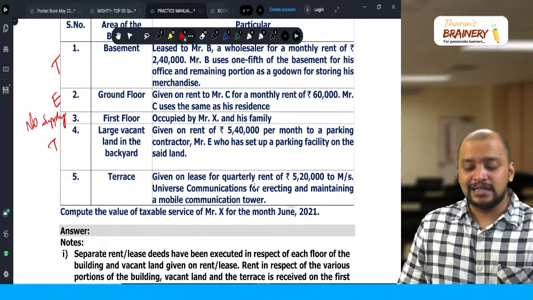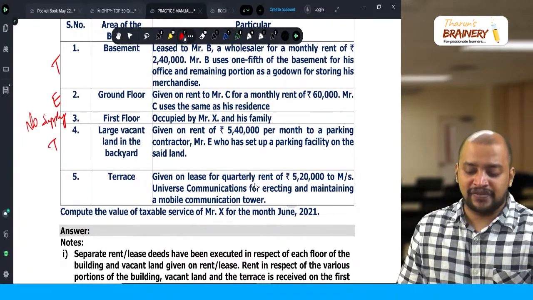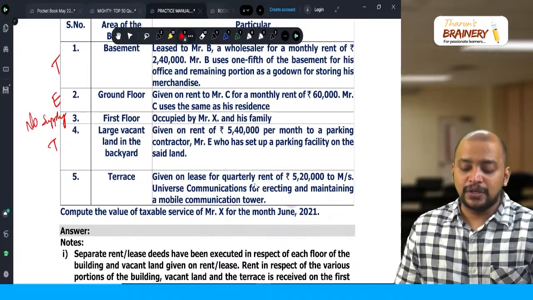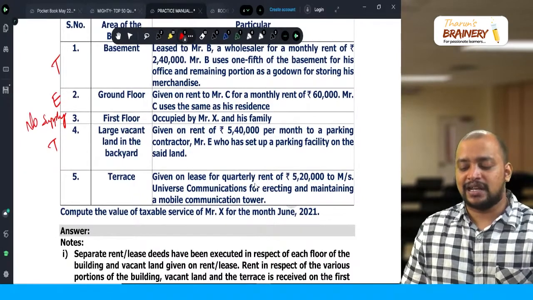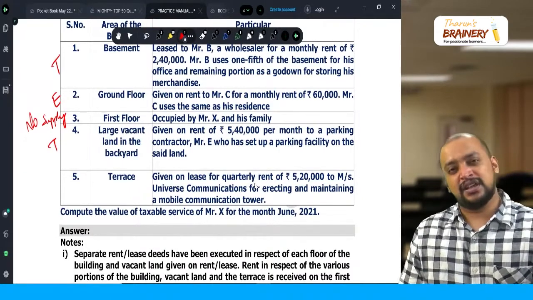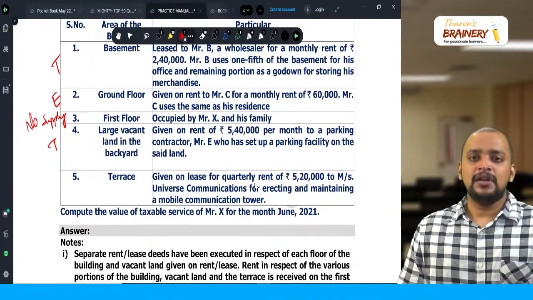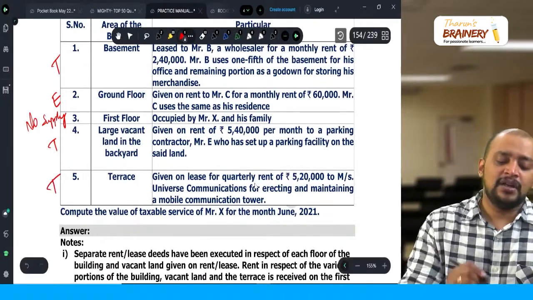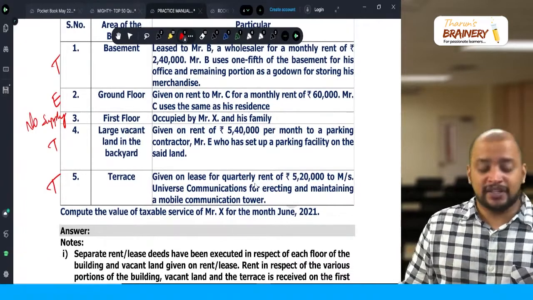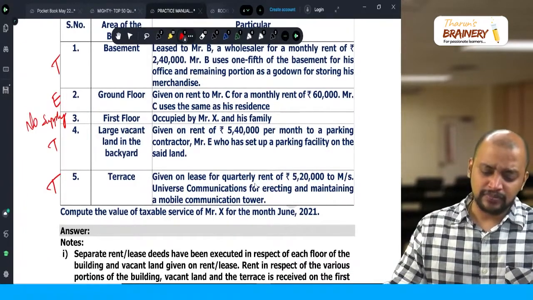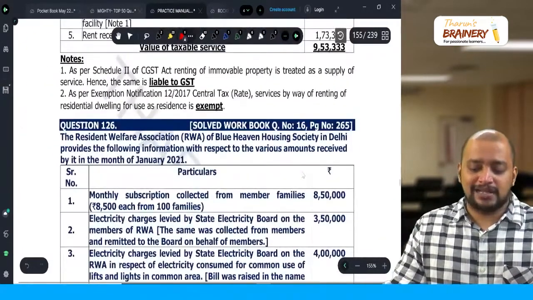Again, terrace given on lease for a quarterly rent of 5,20,000 to Messrs. Universe Communication for erecting and maintaining a mobile communication tower. So it is taxable. Why? Because residential property given for commercial purpose. So that will be taken as the value.